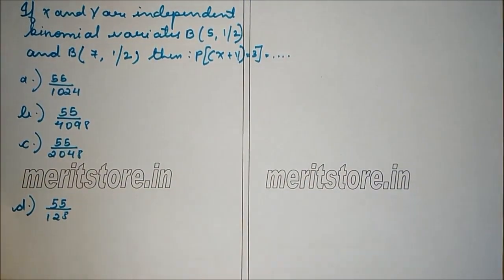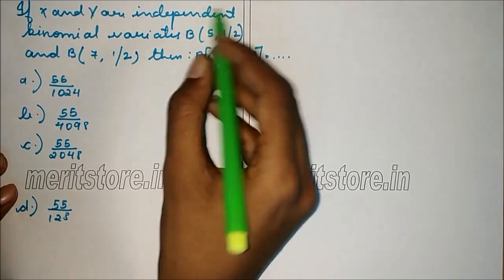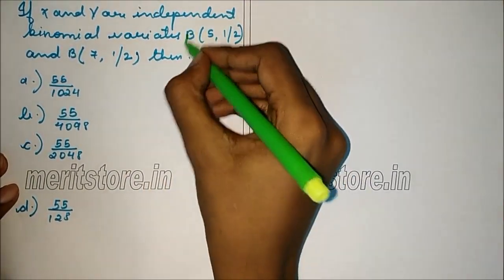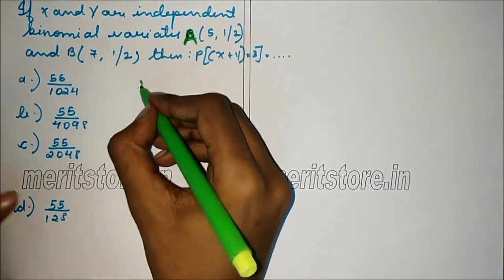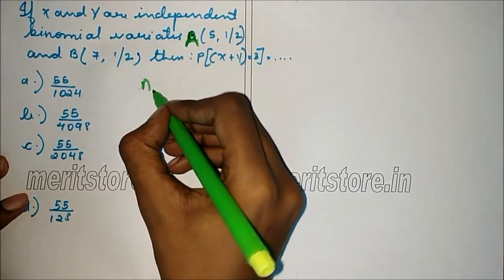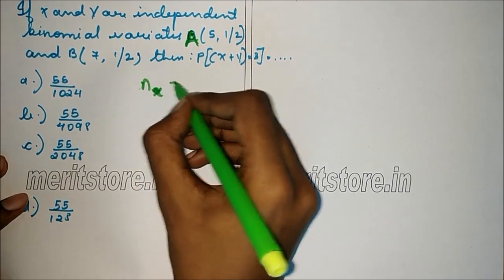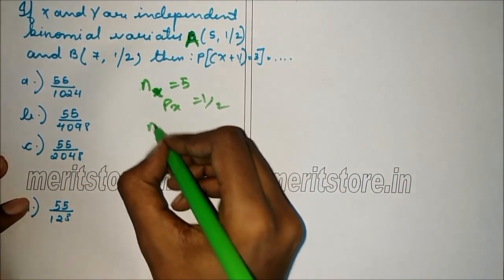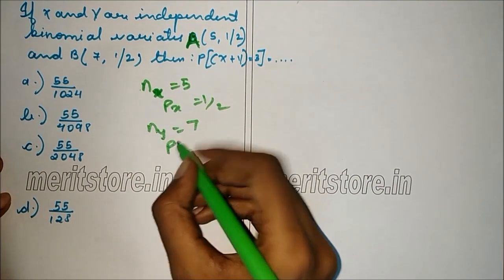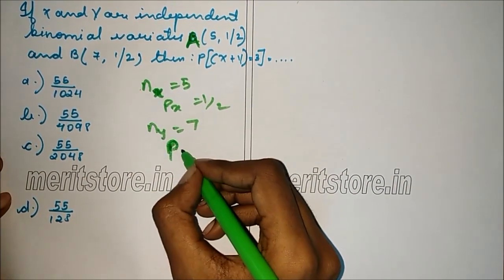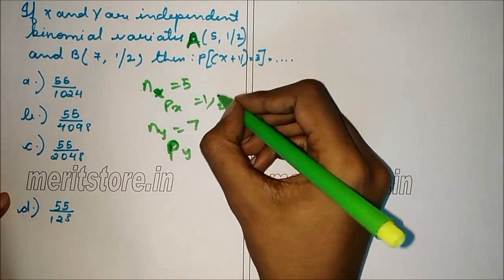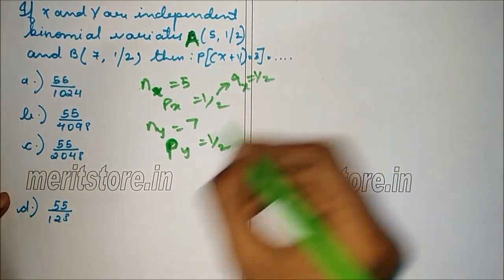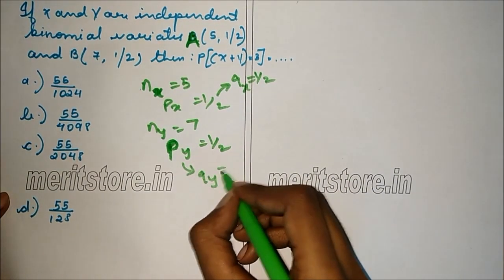Now this is similar to the previous sum, x and y independent binomial variables. So for A, nx will be 5, px will be half, and for B, ny will be 7, py will be half. Since px is half, qx will also be half, and qy will also be half.